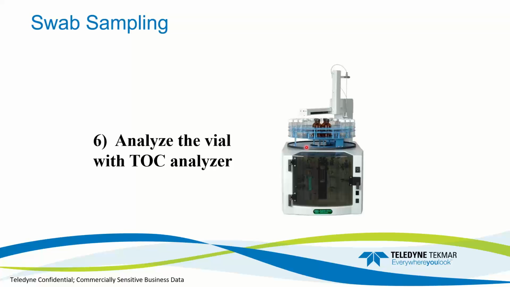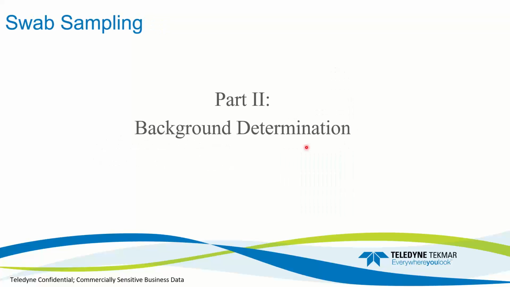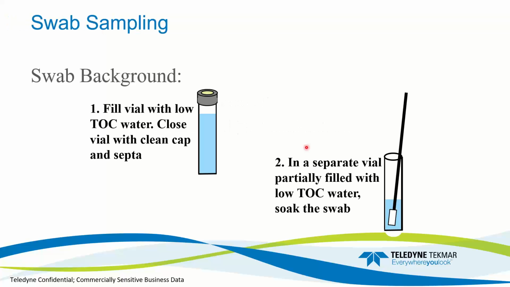But there are other steps we have to take into consideration so we can ensure accurate results. We must determine some background. So what type of background is happening? Do we get background from the swab, background from the DI water or the ultra pure water being used, different things like that. So we fill a vial with low TOC grade water, close the vial with a cap and clean septum. In a separate vial partially filled with low TOC grade water, we soak the swab.